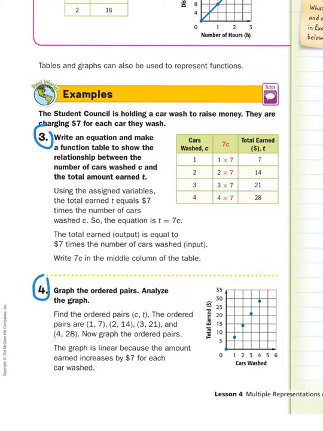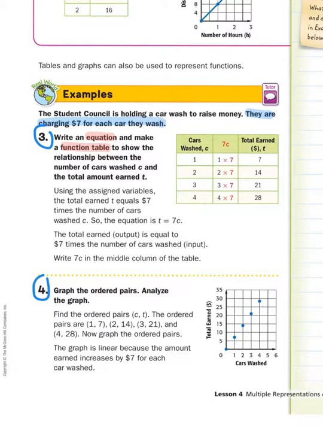Starting right here, it says the student council is holding a car wash to raise money. They are charging $7 for each car they wash. So that's going to be important here. Now, in the problem, it says write an equation and make a function table. So we have to do an equation and a function table to show the relationship between the number of cars C and the total amount earned T.